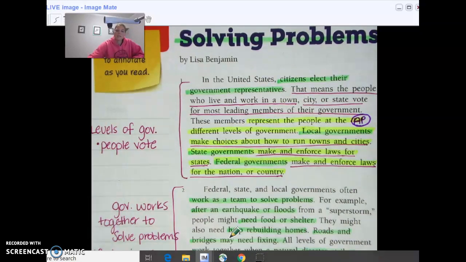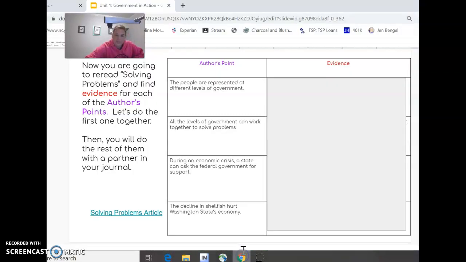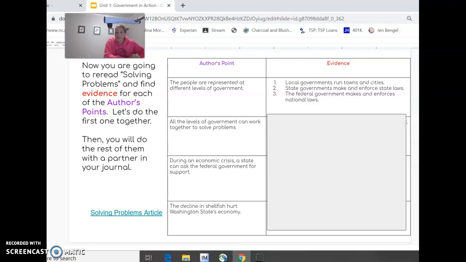So when I go back to my chart, I'm going to put word for word what that author said. Okay, so I have local governments run towns and cities, state governments make and enforce state laws, and then the federal government makes and enforces national laws. Easy peasy, right? That's what happens when you're a good reader and you do all of your annotating.